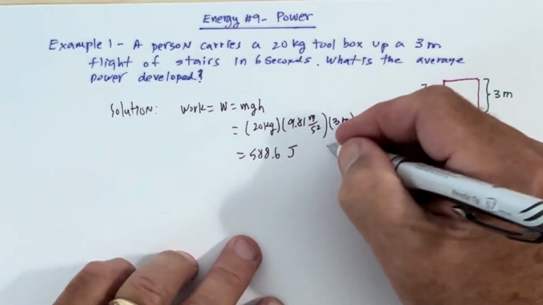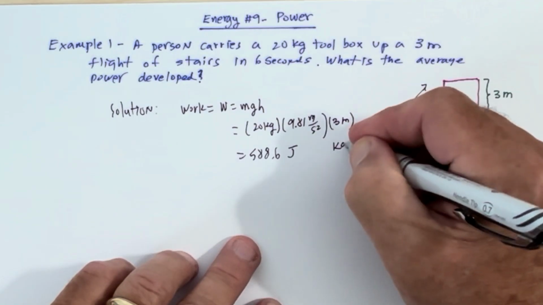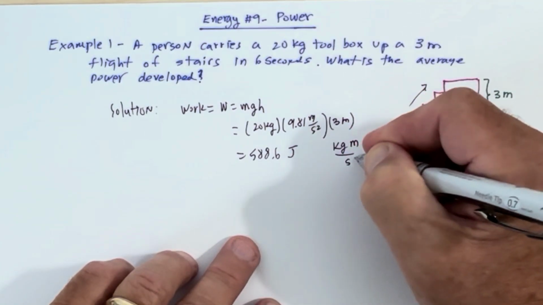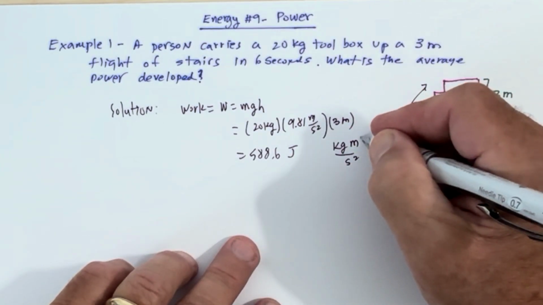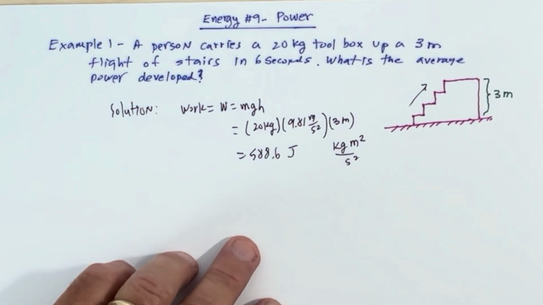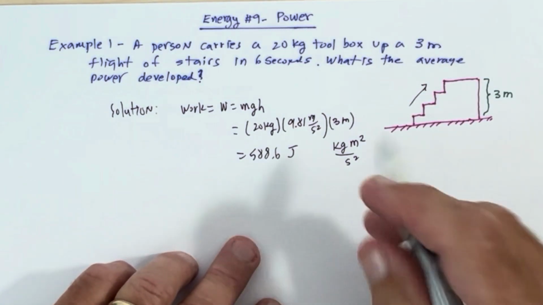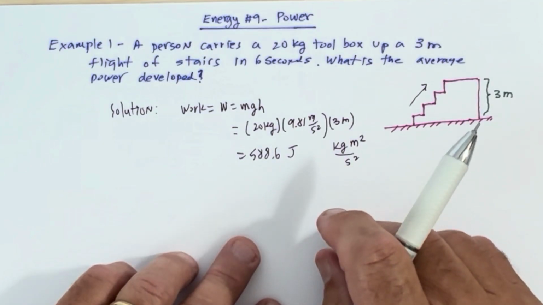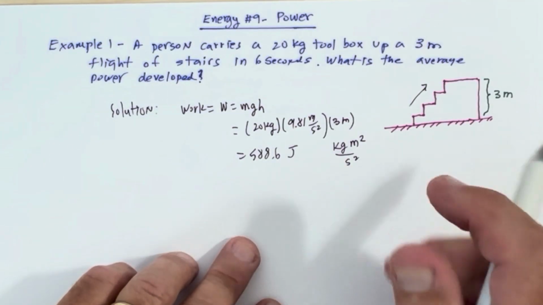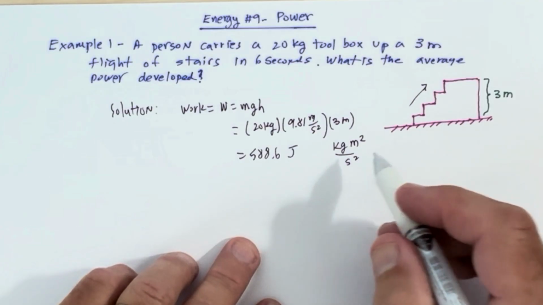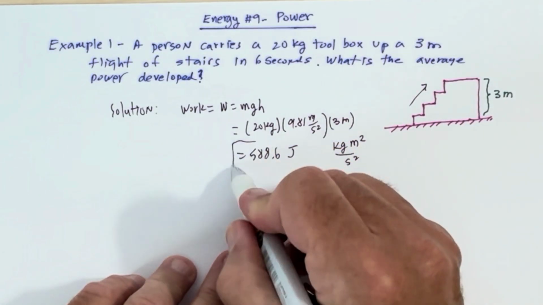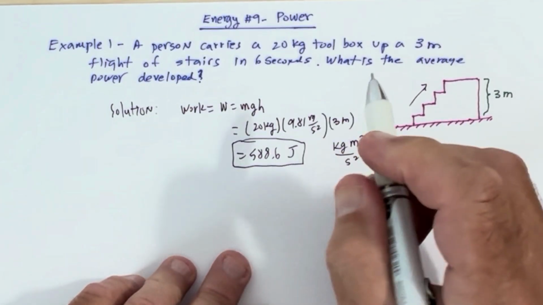And in this case, that's the same units as kilogram meter per second squared, and then times another meter. So that's going to be energy, or a joule. That's going to be basically a Newton meter. Okay, so that's the amount of work required to do it.